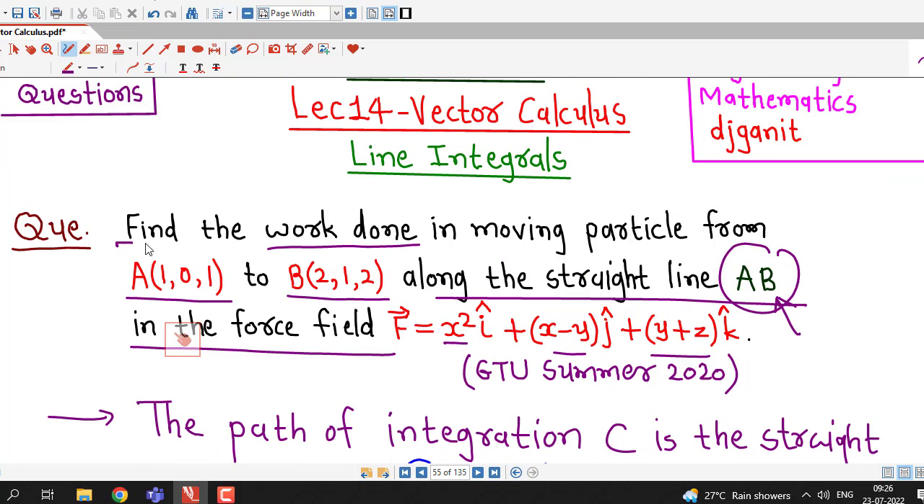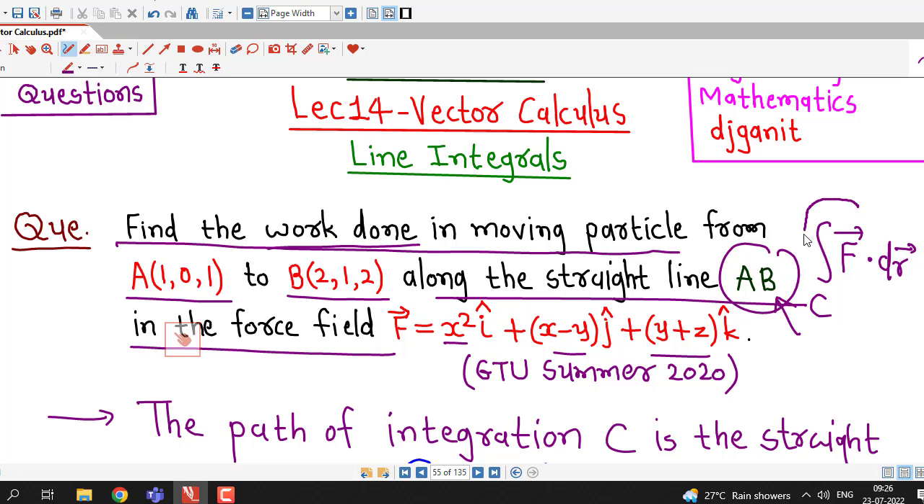You have to find the work done in moving a particle from point A to point B along the straight line in the force field. So remember that the work done by force field F bar in moving a particle from one point to another point is also the line integral of vector function F bar along the given path of integration. So remember, whenever they ask you this type of problem, you also have to obtain the line integral of the given vector function along the given path.